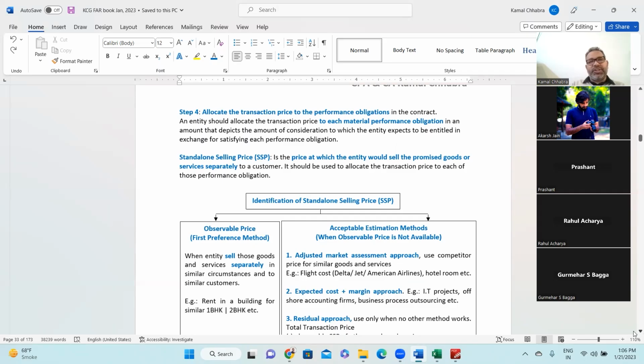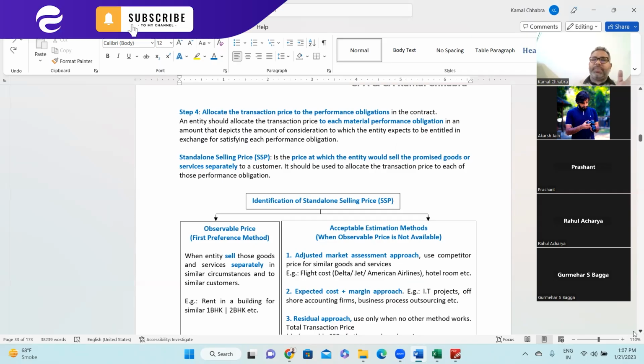So the performance obligations we identified in step 2. Let's continue the same example of sale of a car. In that, what performance obligations have we identified? Transfer of car, giving extended warranty, giving insurance. So these are the 3 performance obligations. Just keep that example and the numbers in mind, and let's understand how we need to allocate the transaction price. An entity should allocate the transaction price to each material performance obligation.